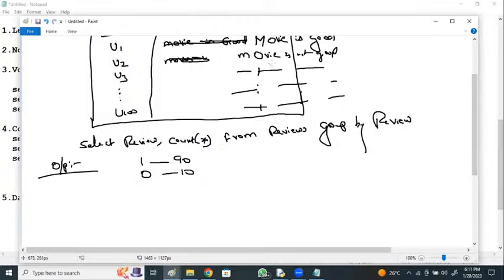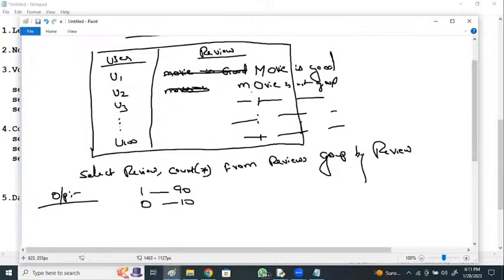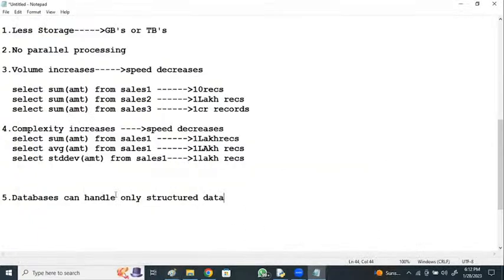Now, can you write an SQL query for this if they are writing in text format? How many people saying good, how many people saying it's not good? We cannot write a query, even based on keyword count. If you want to count based on keyword, it still gives wrong computation, because even "not good" has "good" within it. So the major drawback is that databases can handle only structured data.